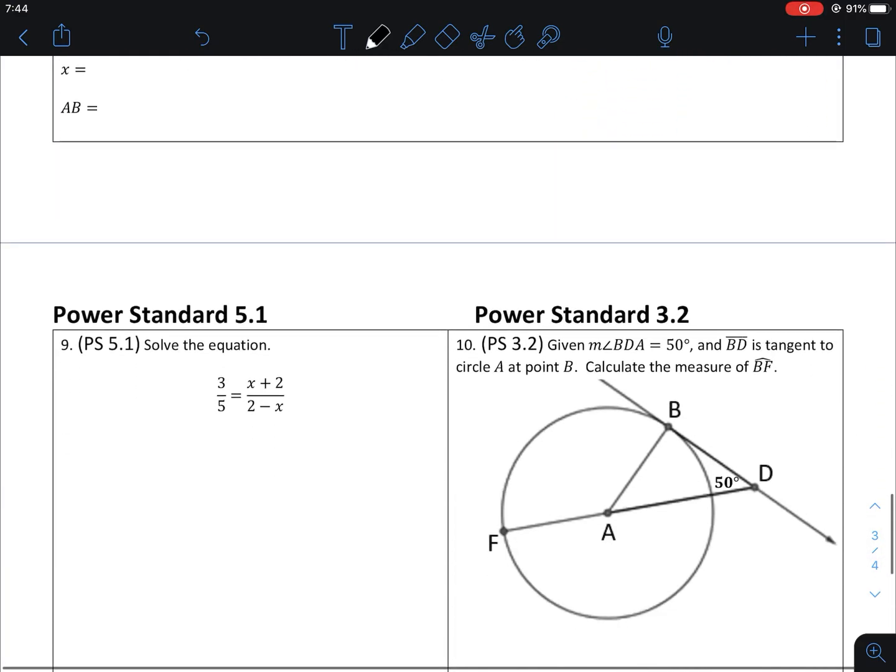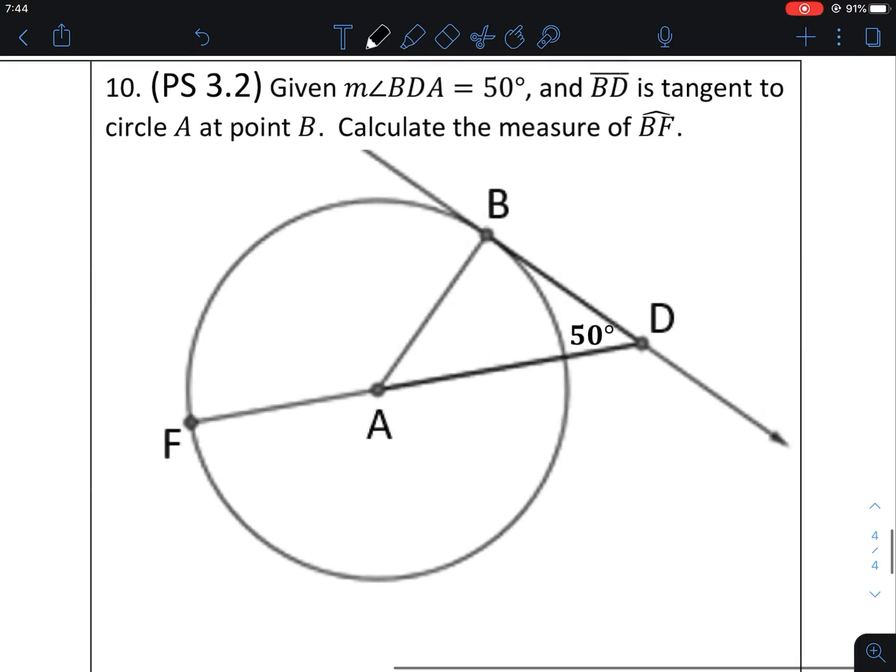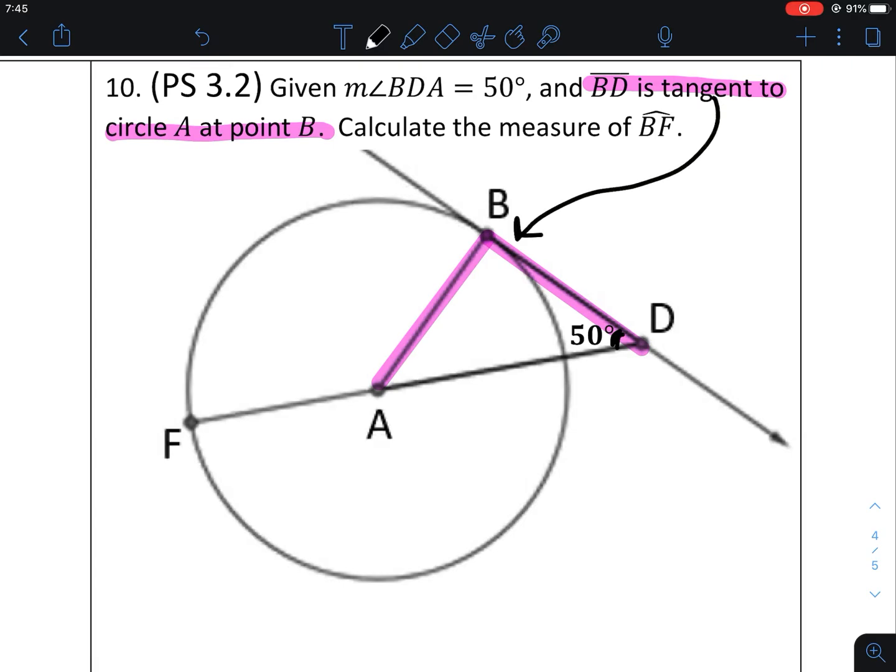And then finally, for number 10, let's go ahead and label everything to begin with. The measure of angle BDA is 50 degrees. That's given right here. BD is tangent to circle A at point B. BD, actually it's just this segment, so let's just mark this segment, is tangent to circle A at point B, which tells me then that I have a right angle. I have a 90-degree angle right there.